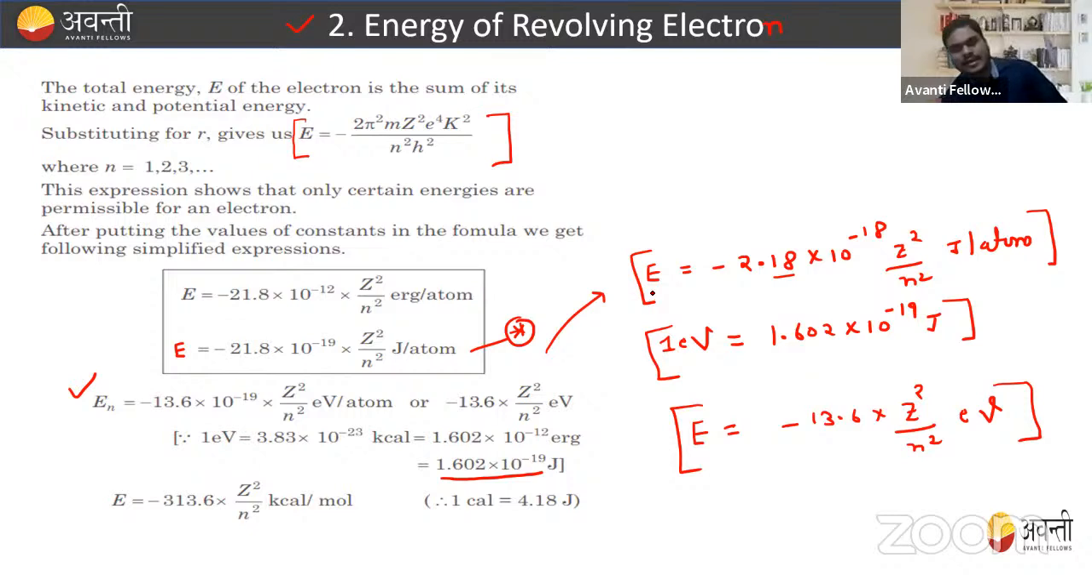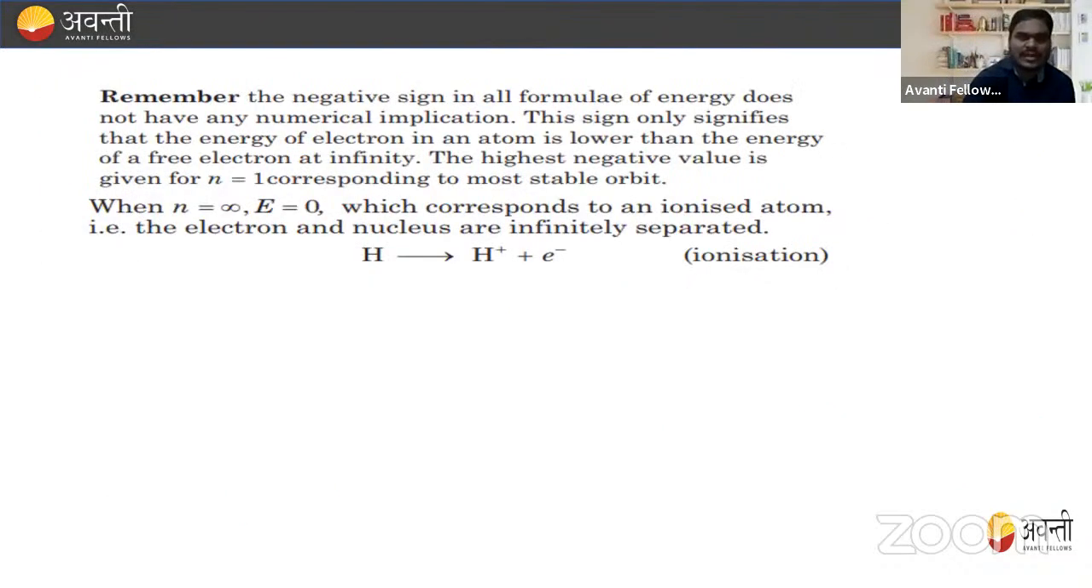So this is the important formula. I recommend you just remember these two formulas. These two formulas are very useful. Try to learn all four formulas, but out of these four, these two are very important, if possible, in terms of joule per atom or in terms of electron volt. And remember this small thing: 1 electron volt is equal to 1.602 into 10 to the power minus 19 joule, and 1 calorie is equal to 4.18 joule. So this is how we can calculate the energy.